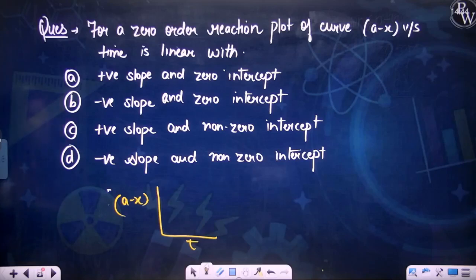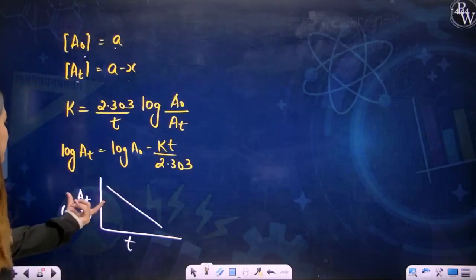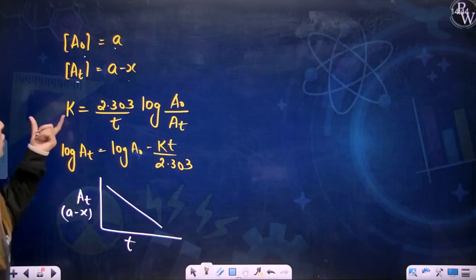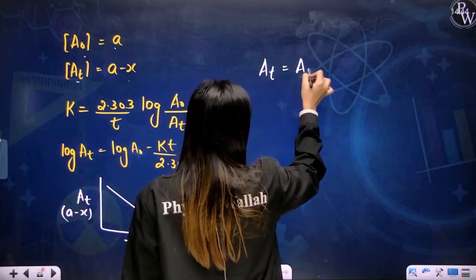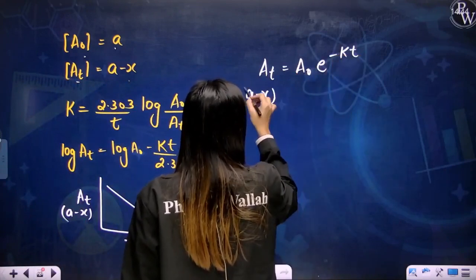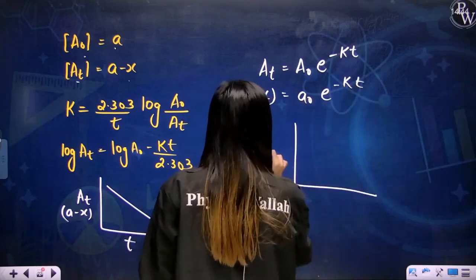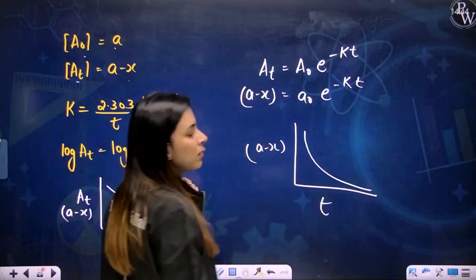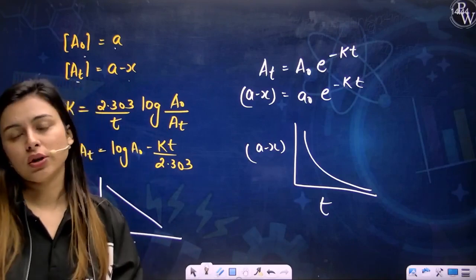It is given A minus X. It is not given log of A minus X, right? Yes. So we can't use this expression because this expression gives us AT. Okay. Yes. So we need this graph. Okay. So we need, my dear students, AT is equal to A naught e raised to the power minus KT. And this would be A minus X is equal to A naught e raised to the power minus KT. So the graph between A minus X versus T would be an exponentially decreasing plot.